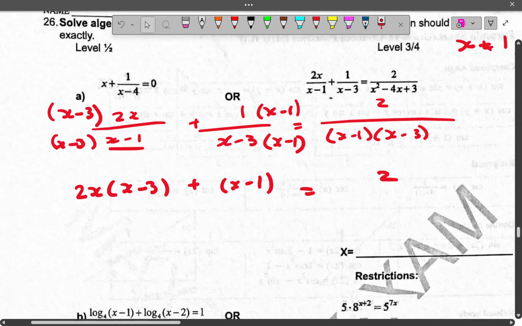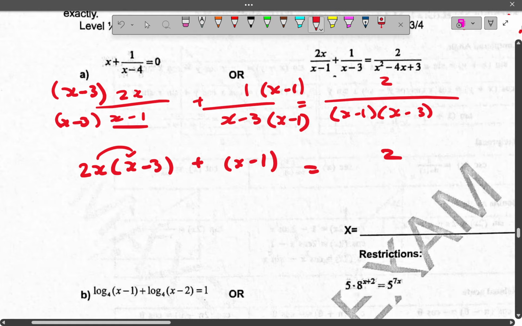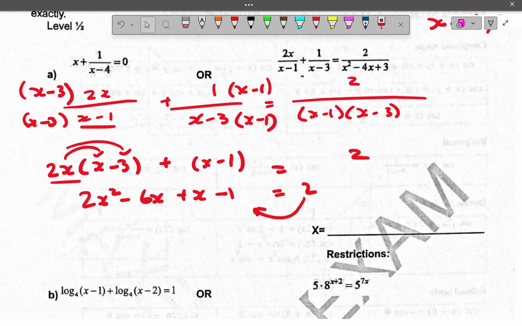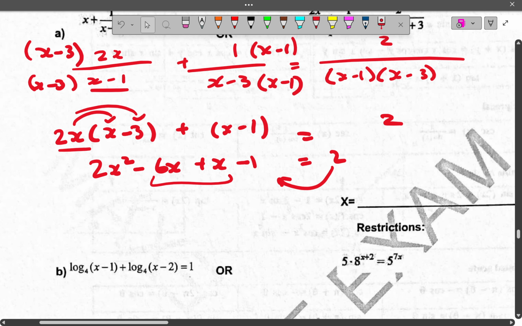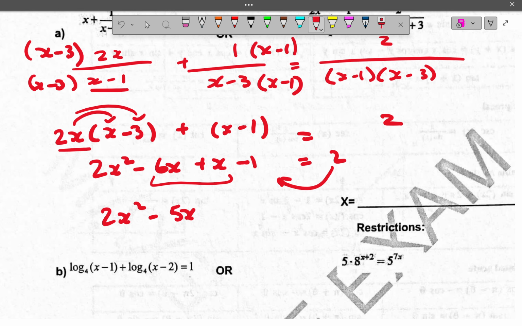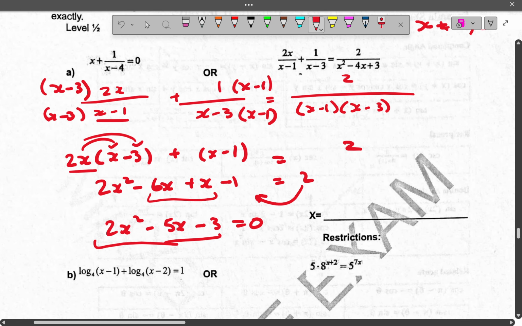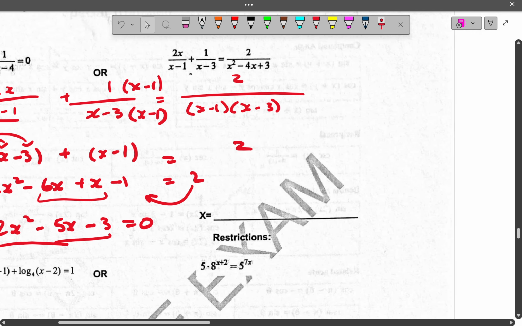So we're going to first expand the 2x into the bracket. So we get 2x squared minus 6x plus x minus 1 equals 2. And then I'll move this 2 to the other side so that we have everything on one side, and then collect like terms. So that will leave me with 2x squared minus 5x minus 3 equals 0. And we have another quadratic, and just like we did before, I can solve it using the quadratic equation.